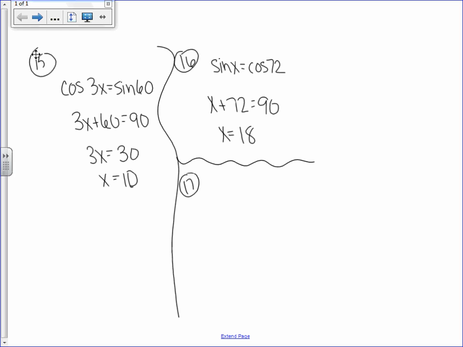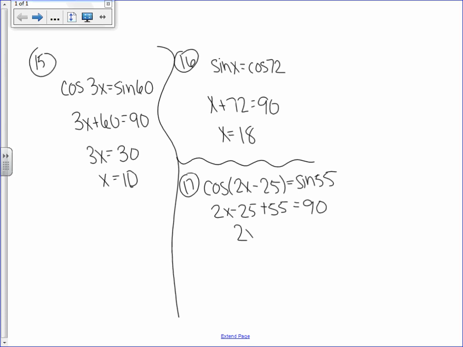For 17, again, we have cofunctions that are congruent, so our angles are complementary. We have the cosine of 2x minus 25 equal to the sine of 55. So that means that 2x minus 25 plus 55 has to equal 90. We can combine some like terms. This is really 2x plus 30 is equal to 90. So you get 2x is equal to 60, so x is equal to 30.